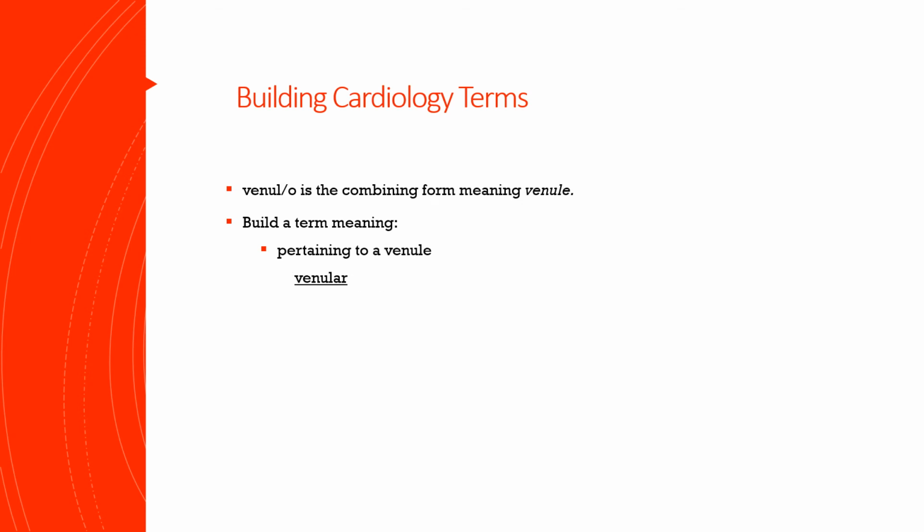Venulo is the combining form that means venule, and recall that venules are really small veins that receive blood from capillaries and carry it to larger veins. To build a term that means pertaining to a venule would be venular.